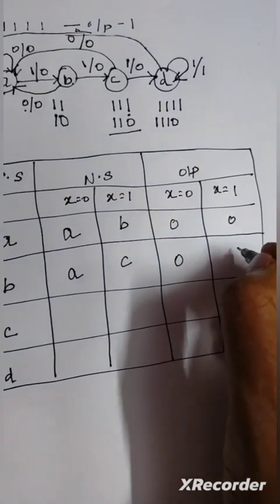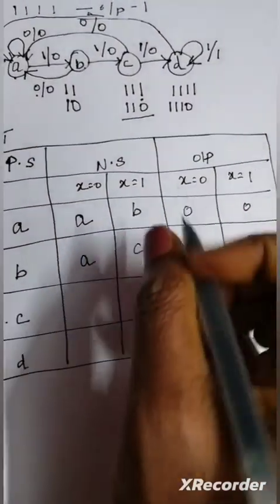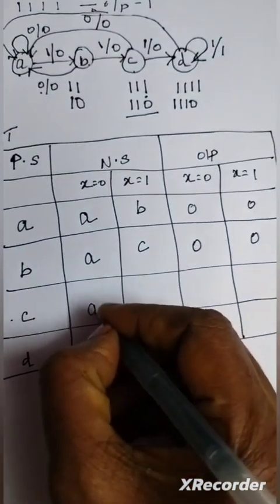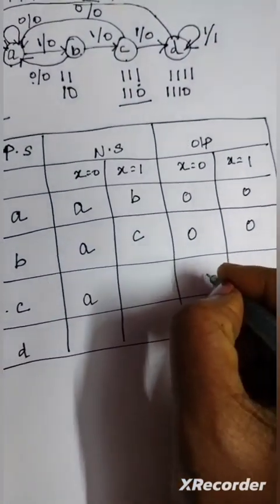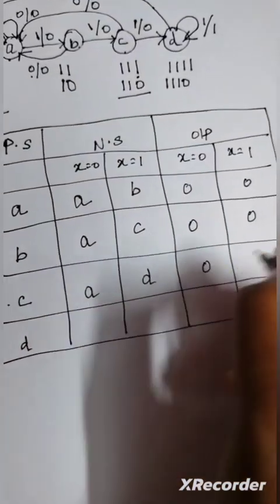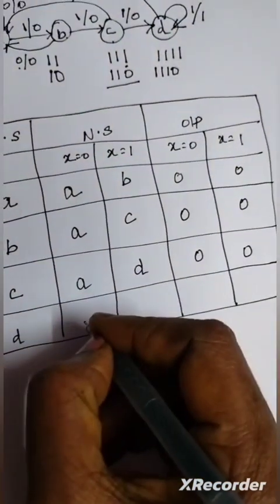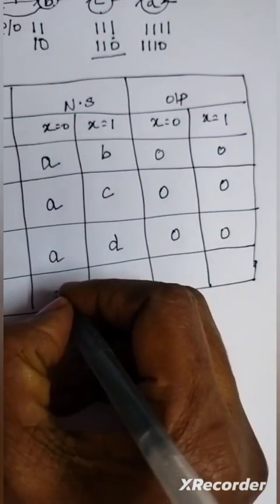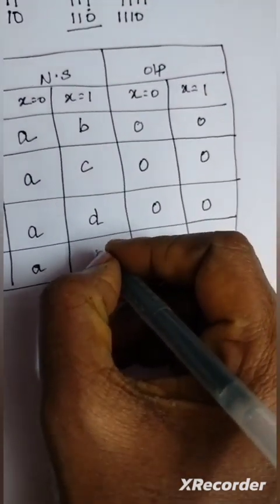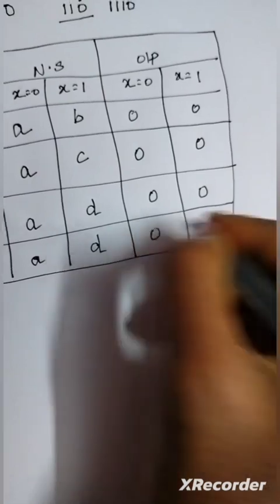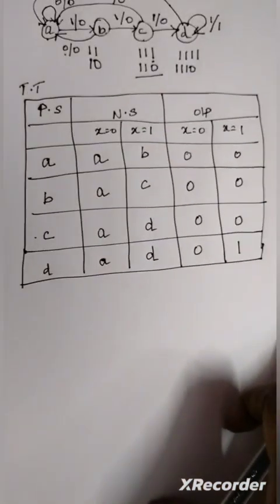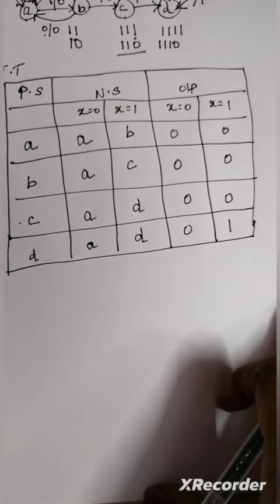Your output is 0, 0. Next, now we are talking about your C state. If it is 0, it is moving to A state and your output is 0. It is moving to D state and your output is 0. So when your input is 0, for the D state, it is moving to A, and if it is 1, it is retaining in the same state and your output is 0, for your output is 1. So this is nothing but your transition table, right?